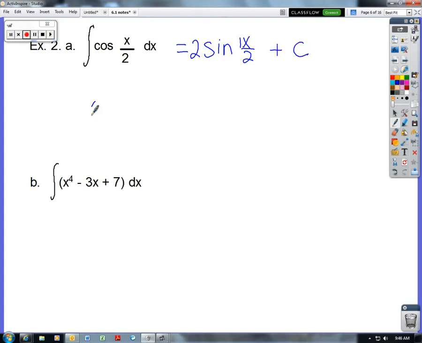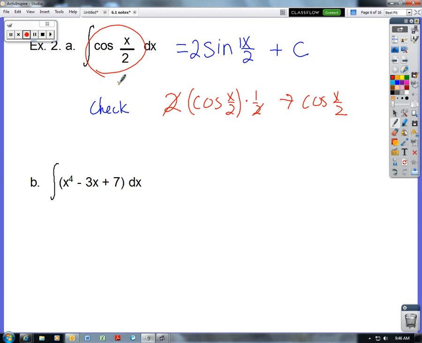And you can check it by differentiating. So let's go ahead and check it in a different color. So I'll bring the 2 along. The derivative of sine is cosine. And then times, use the chain rule, the derivative of x over 2 is 1/2. And the derivative of c is 0. And then these 2's would cancel, and you would get cosine of x over 2, which matches the original. So that's how you can check these, especially if you're not sure.